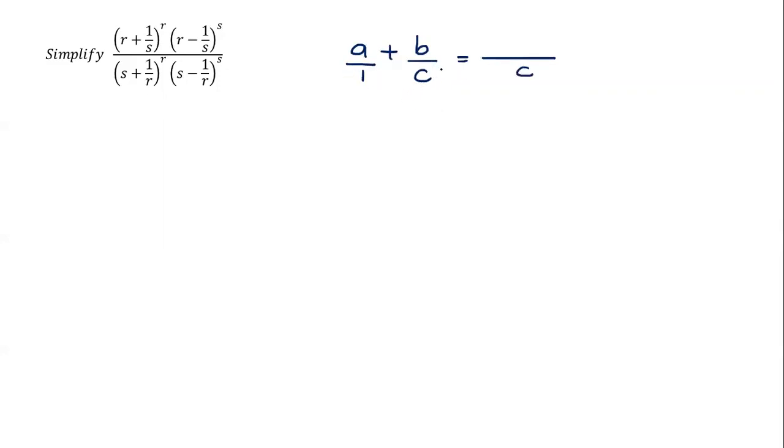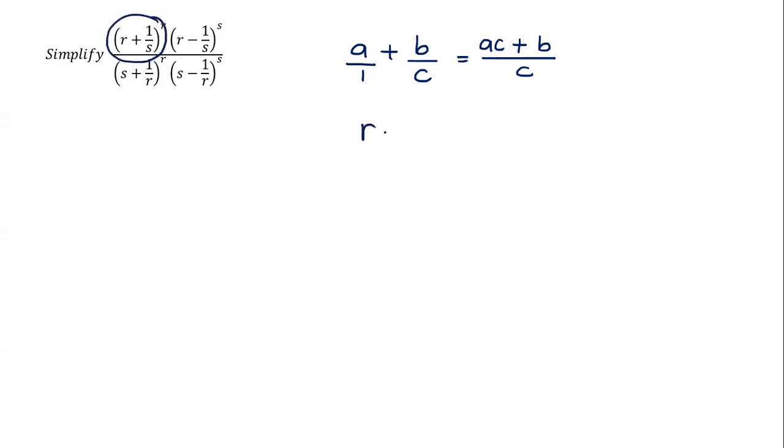1 times C is going to be C. After that, you're going to cross multiply. That means the C here has to times the A over here, which is going to be AC, plus this 1 times the B over here, which is going to be B. Hope that you can understand this. Very simple, right? You times the bottom part, the denominator, and just cross multiply.